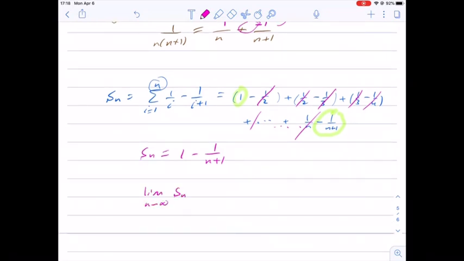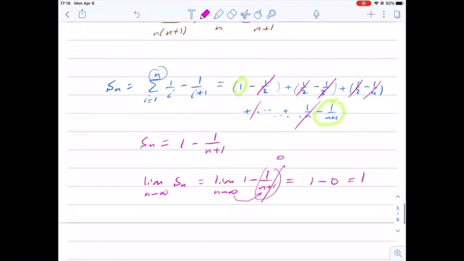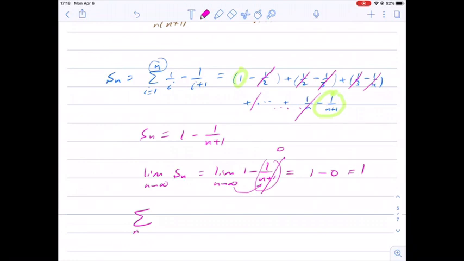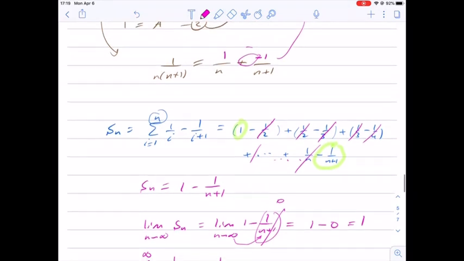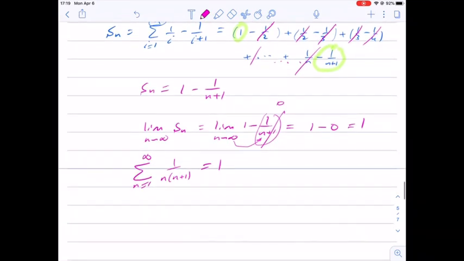Now we take the limit of this partial sum, the limit of 1 minus 1 over n plus 1 as n goes to infinity. This gives us 1 minus 0, because when we substitute n equals infinity, 1 over infinity is 0. So we are left with 1, so the limit of the partial sum is 1. That means the original infinite series, the sum from n equals 1 to infinity of 1 over n times n plus 1, is equal to 1. That's the sum of this series. This is called a telescoping series.